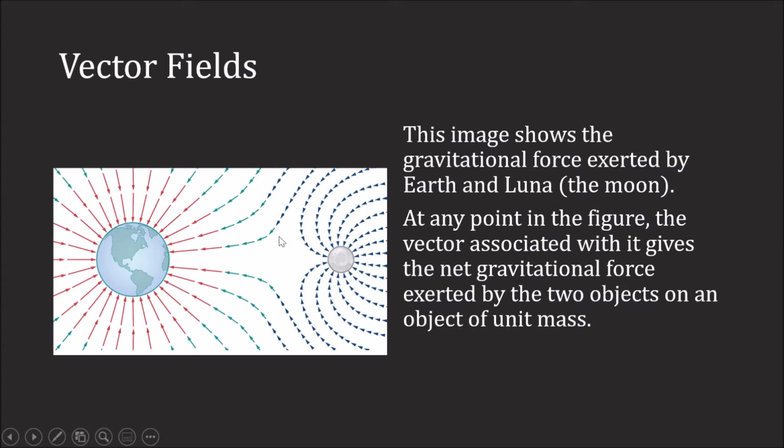So no matter where you are in here, the vector is going to give you the force that the object is going to experience. So if we're here, we're going to experience a force there. As you notice, the closer you get to the Earth, it looks like the stronger the gravitational force. Same thing with, of course, the moon. The moon's gravity is going to be outdone by Earth's gravity.